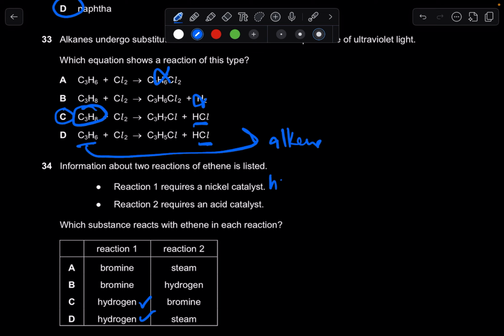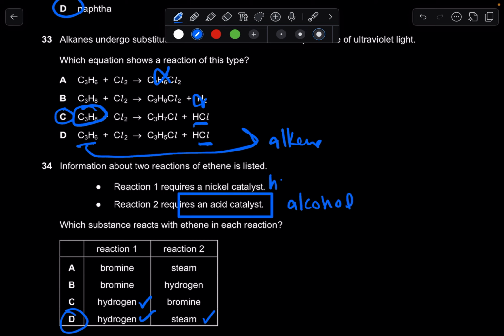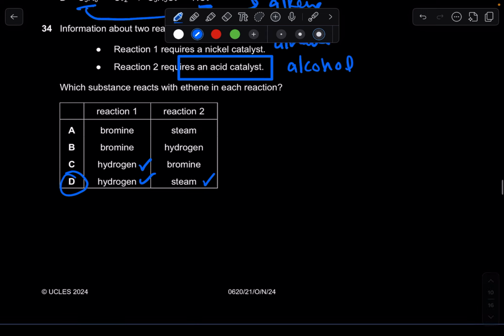Reaction 2 requires an acid catalyst, that's going to be steam, because you know that when we make an alkene react with steam and add an acid catalyst, what happens? What kind of substance are we forming? From an alkene we form an alcohol. And over here, what do we form? Basically we add hydrogen into an alkene and we form an alkane. Okay, you should understand this.